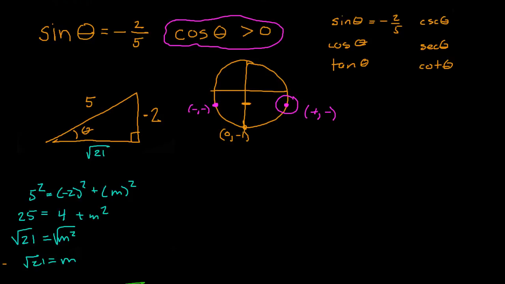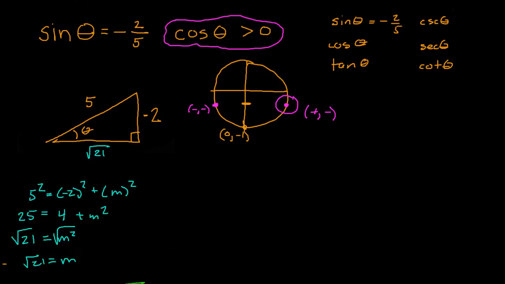Now, I guess the other question would be, wait a minute, when I take the square root, it could be positive or it could be negative. Yes, that is true, but remember, I already know that I'm in quadrant 4, where the x value, the cosine value, is positive. And remember, with a triangle, the x value is the base of the triangle. So that means I already know that it's got to be the positive radical 21.